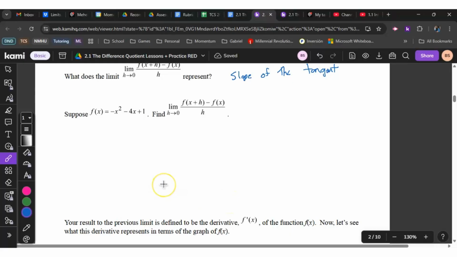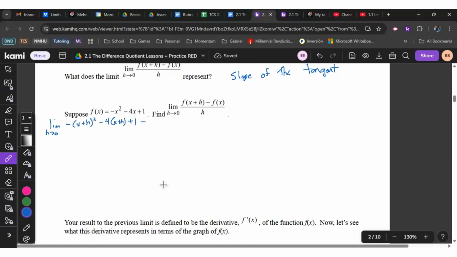Exactly. All right, so let's actually practice this because here is our function and we want to find the slope of the tangent line. You might say, but what tangent line? There's so many of them. You'd be right. But let's just find them anyway. So the limit as h approaches 0 of, remember, it's f of x plus h. So this is going to be negative x plus h squared minus 4x plus h plus 1.